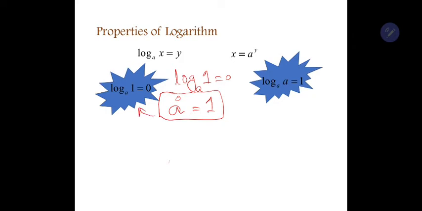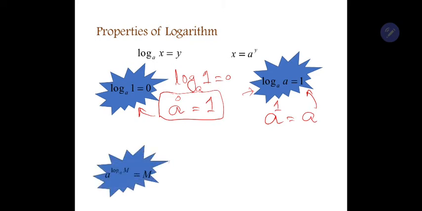That's why this property holds true. For this one here, again, the base is a. Now we have a here, 1 here, so I'm going to switch the places. So a to the power 1. You know, the power 1 of any number results in the same number. So that's what this property says.